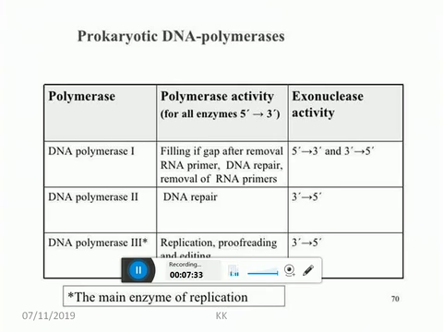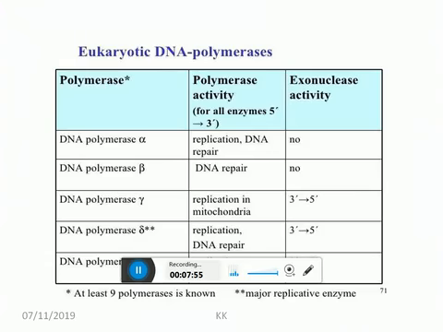Then DNA polymerase 3 is the main enzyme of replication. Replication, proofreading and editing in the 3' to 5' direction: all of these are carried out by DNA polymerase 3. Next, the eukaryotic ones: alpha, beta, gamma, delta. Delta is important for the replication of DNA. In alpha, during DNA replication, exonuclease activity is noticed.